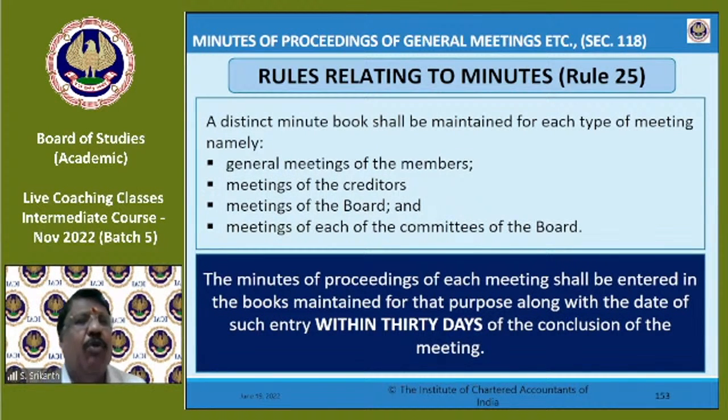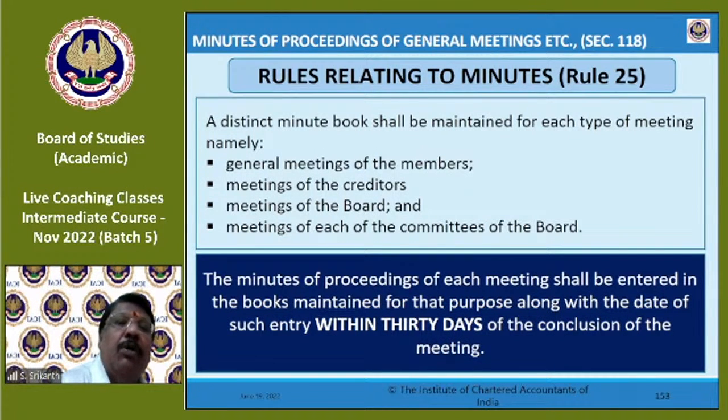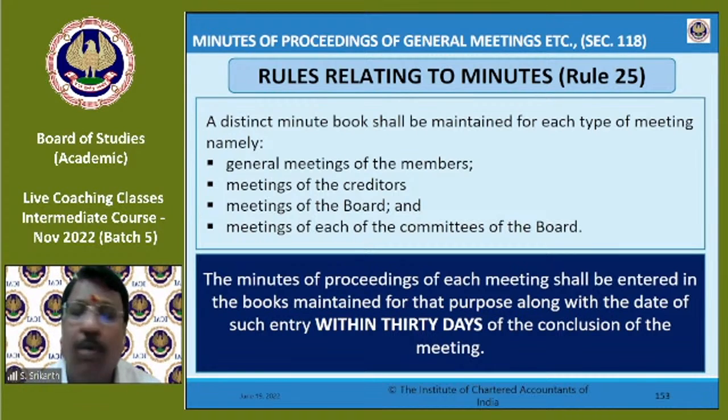It can't be some rough notebook where you simply scribble and keep it. It should be a properly kept minutes book. Okay, and there should be a separate minute book. You can't have a single five subject notebook for all the minutes. No. A separate leather-bound minutes book should be there for general meetings, meetings of creditors, meetings of board, and meetings of committees of the board.